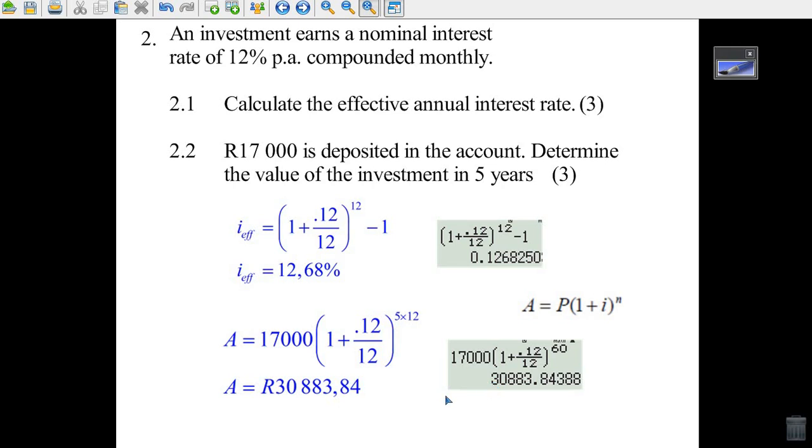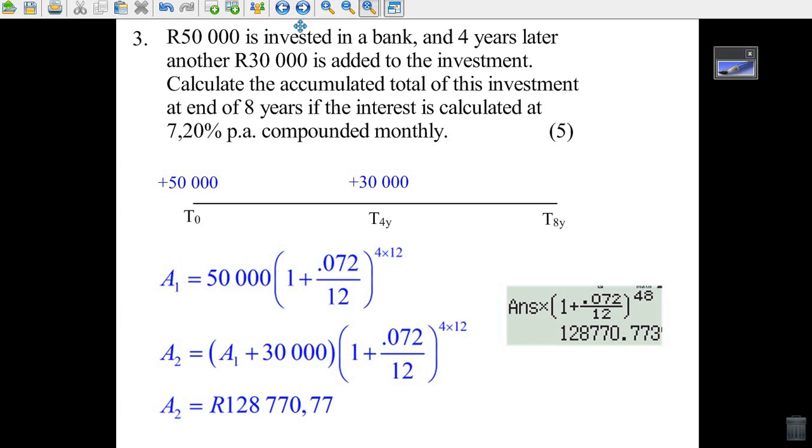It's 30,883 Rand and 84 cents when you round it off, right? And that's the second question. I think we might have enough time to do the third question here. Let's just do it all in the one video.